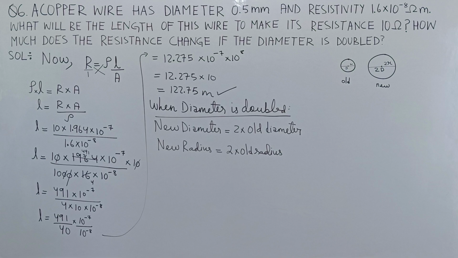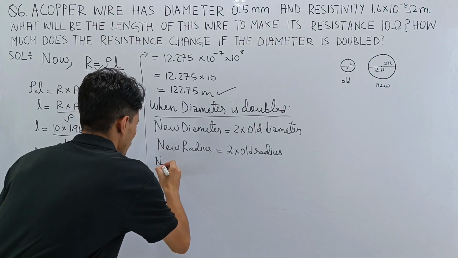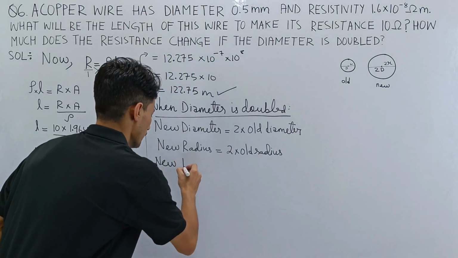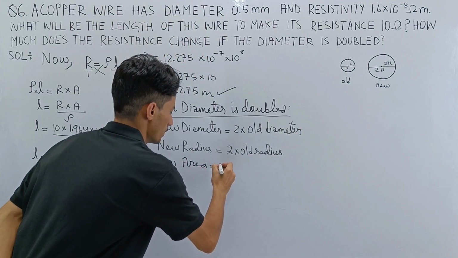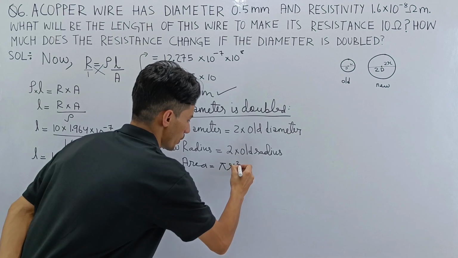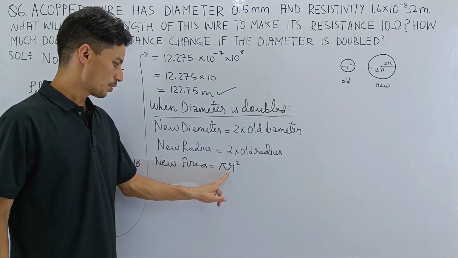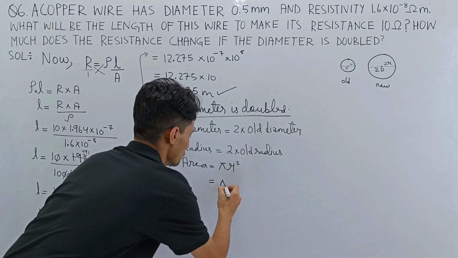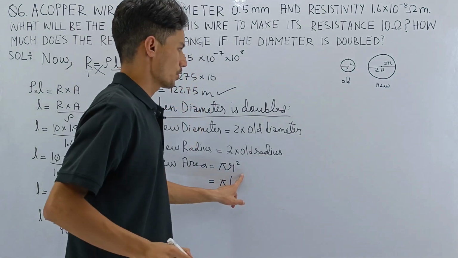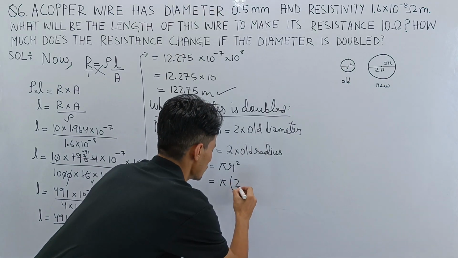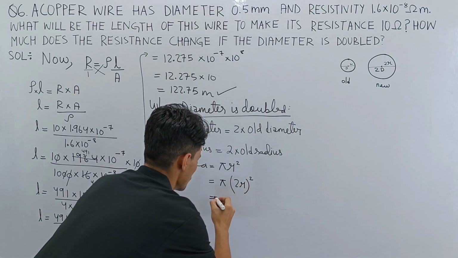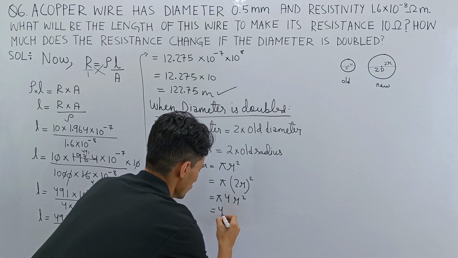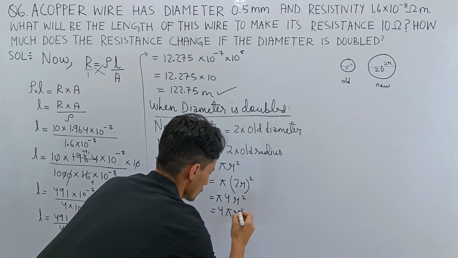Now let's calculate the new area, because every time we are given the diameter we have to find the area. So the new area will be pi r square. Remember, we are calculating the new area. Don't put the value yet. Pi r square becomes pi times (2r) square, which is 4r square. So it is 4 pi r square.